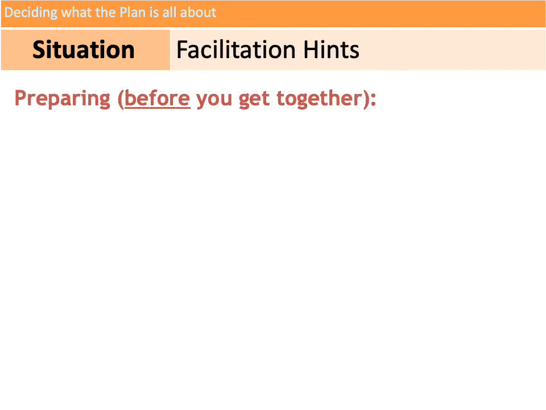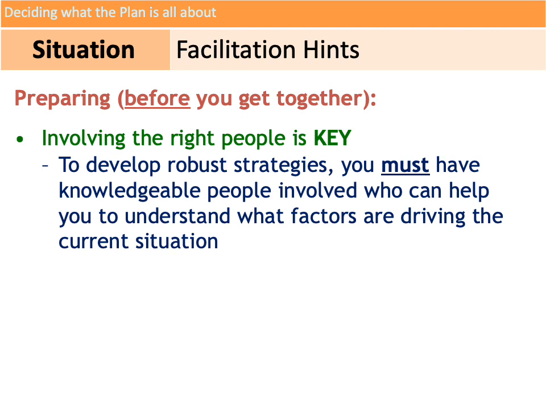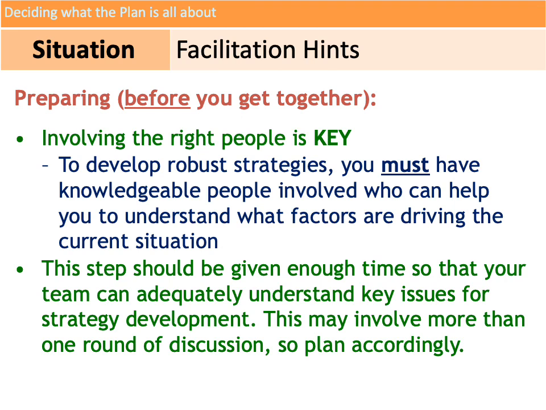When you're doing situation analysis, you want to do some preparation before you get together to do it. We find involving the right people is the key to it. You really need people who understand the situation and understand what's driving it. It's very hard to do a situation analysis if most of the people in the group don't have a really good understanding of what's happening locally. We also think you should give this step enough time so that your team can understand the key issues. It might involve more than one round of discussion, so it can be quite useful to build that into your planning.